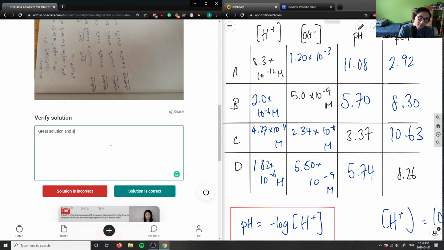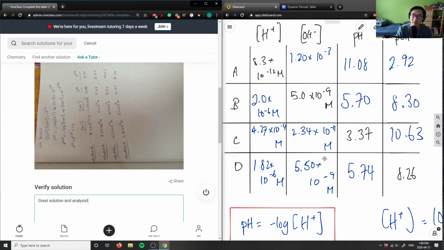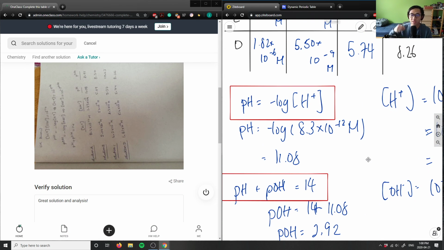And analysis, because what they did was they also wrote the equations here, like I did. So this here brings us to 1 o'clock.